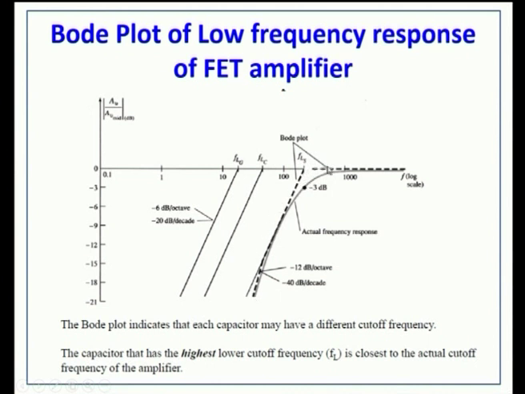in the graph. And this is the maximum gain of the network, and after this lower cutoff frequency FLS, which we have chosen, the gain is very high, and before that the gain increases gradually at the rate of plus 20 dB per decade. For every 10 times increase in the input signal's frequency, it will increase 20 dB per decade. So, the Bode plot indicates that each capacitor may have a different cutoff frequency. The capacitor that has the highest lower cutoff frequency FL is closest to the actual cutoff frequency of the amplifier.